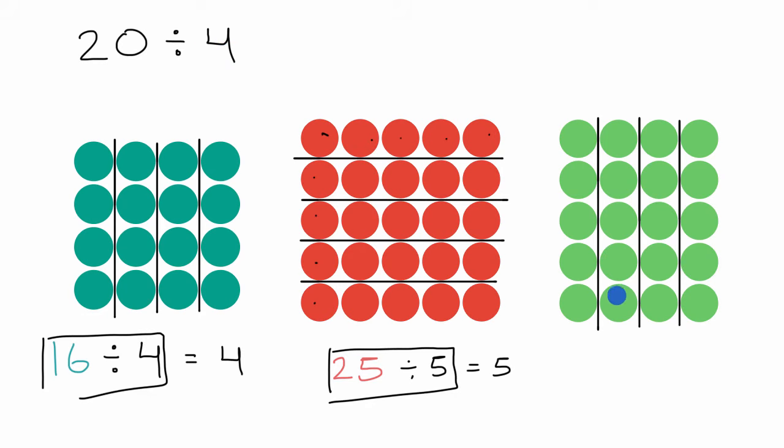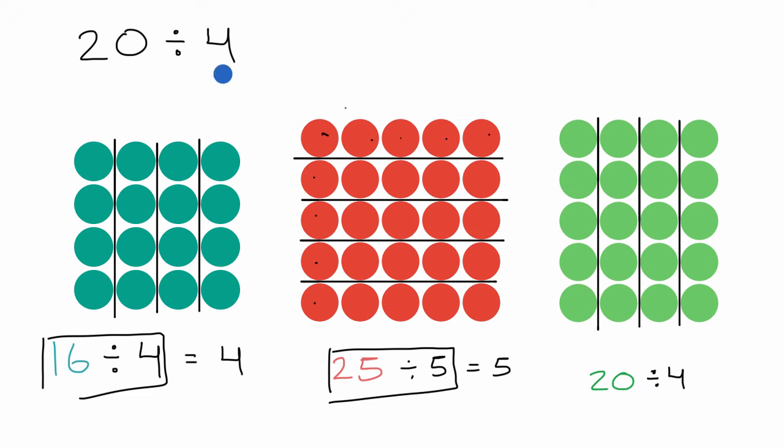Now, but what about this one? So let's see. We have 1, 2, 3, 4, 5. And we have 1, 2, 3, 4 groups of 5. So 5, 10, 15, 20. So we definitely have 20 circles there. And we have divided it into 4 equal groups.